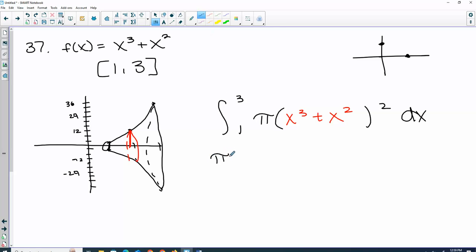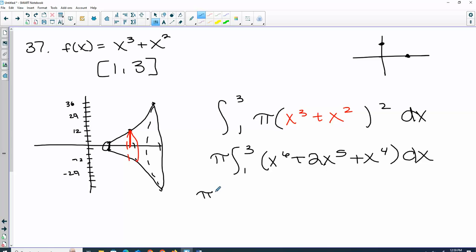Alright, so I'm going to take out my pi. So to square that, you'd have to write it twice and FOIL. So you get x to the 6th. Just for my own sake of knowing how to FOIL, when you multiply common bases, you add the exponents. Okay. First, outside, inside. I always want to multiply the exponents, and it's never good for me.